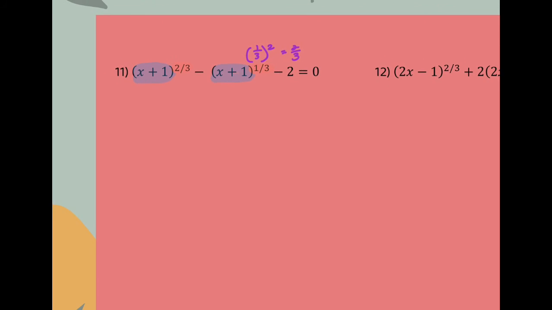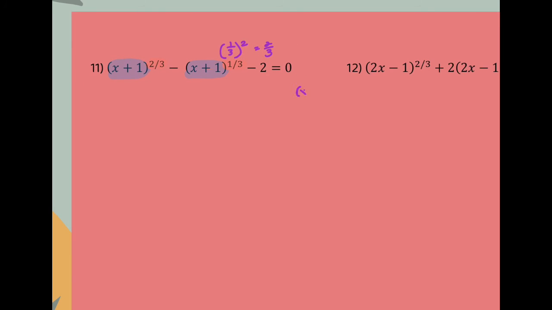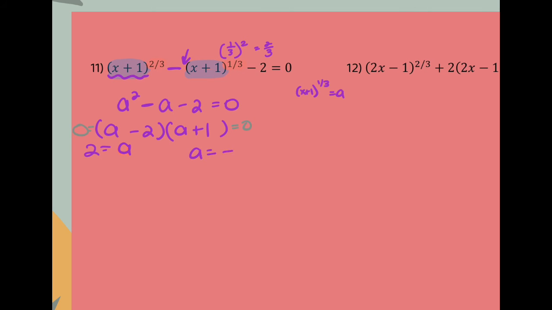So I am going to replace (x plus 1) to the 1/3, whatever that middle term is, I want to replace with a. So my first term is just going to be a squared, minus comes from the middle. There's no coefficient here, so it's just a, minus 2 equals 0. Now I'm going to factor this. Factors of -2 that sum to -1: -2, +1. Split and solve it. And I get a equals 2 and a equals -1.